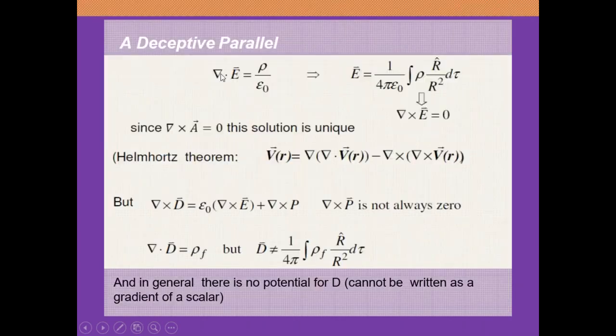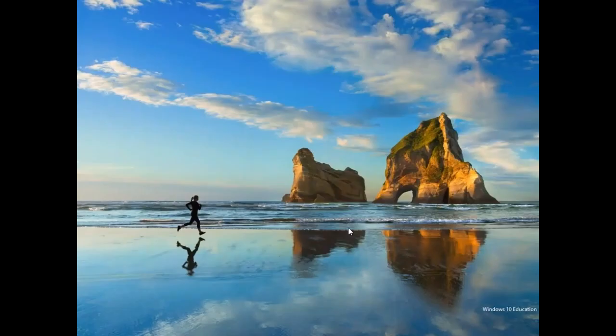So for the parallel case, we have it as this. And since the curl of D is not always 0, the solution is not unique. This is the Helmholtz theorem, and he was able to prove that the curl of P is not always 0. In general, there is no potential for D.